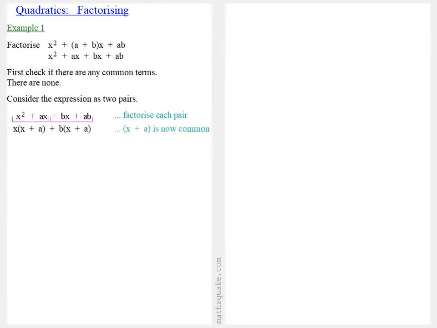Now x plus a is common to both those expressions, and so we can take that out as a common factor. So we'll have (x plus b) times (x plus a).